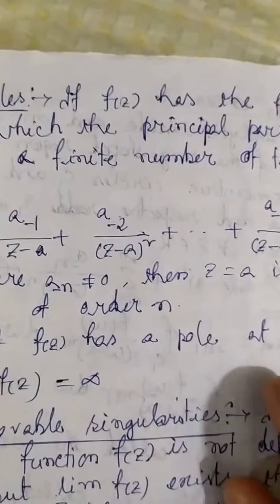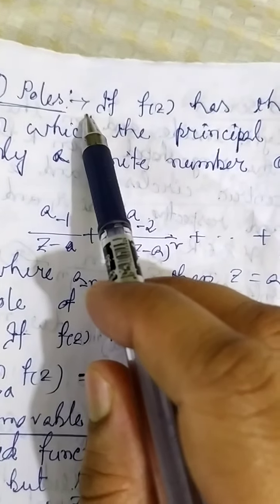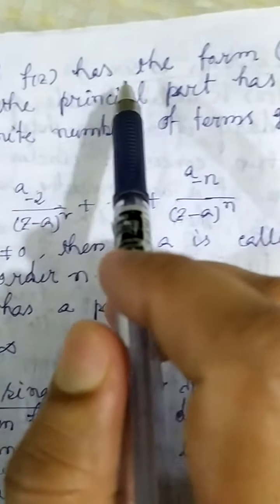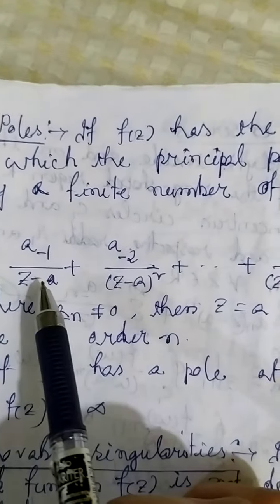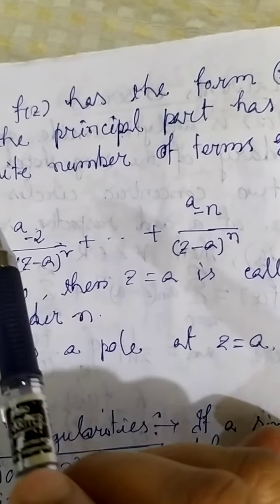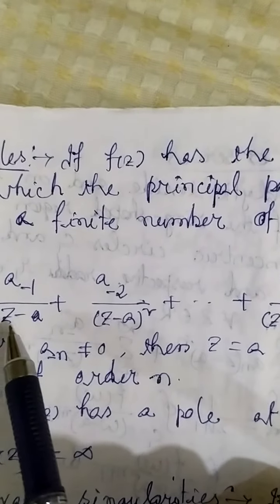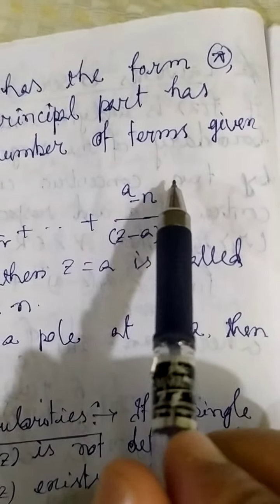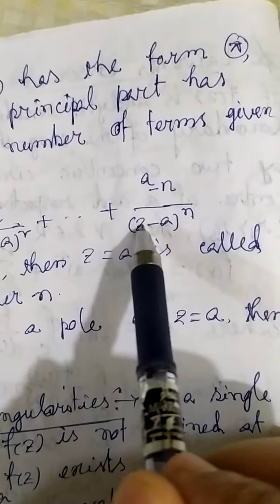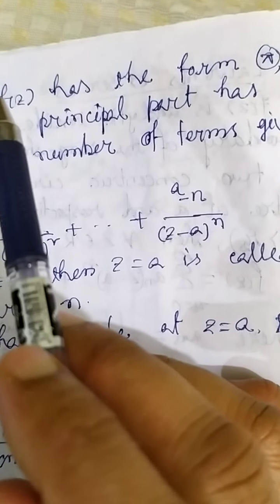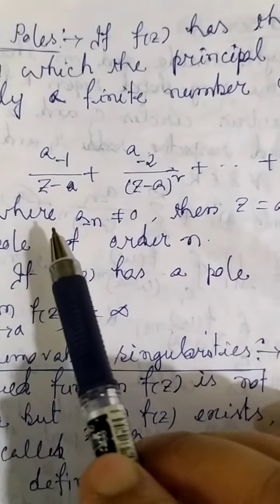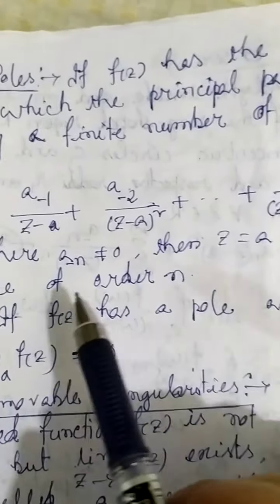And poles are nothing but, in terms of Laurent series, if the principal part contains a finite number of terms. This is the principal part, the reciprocal powers of 1 over (z minus a). So the principal part contains a finite number of terms. If you have this type of principal part, then z equal to a is said to be a pole of order n, provided a minus n is not equal to 0.